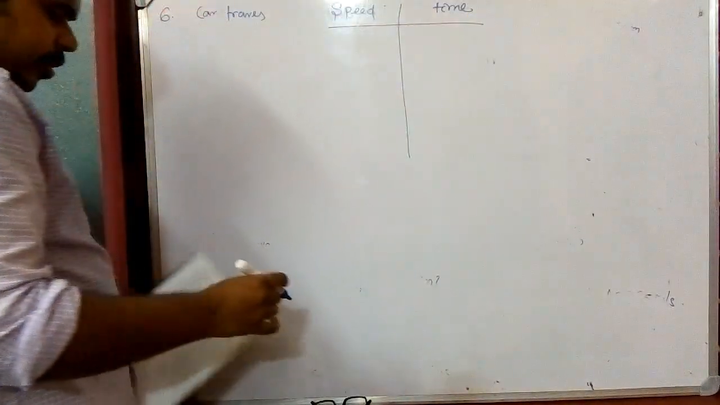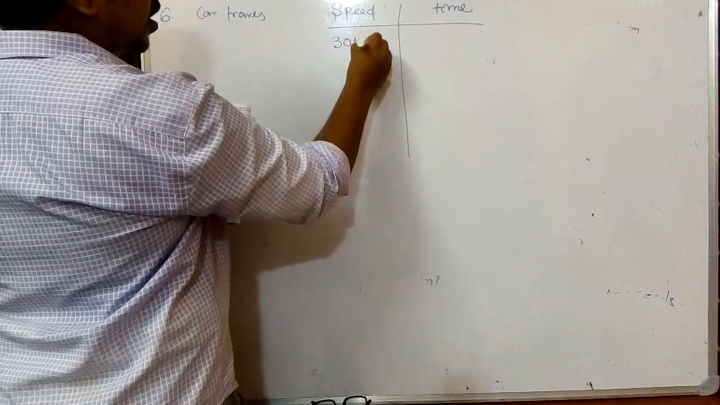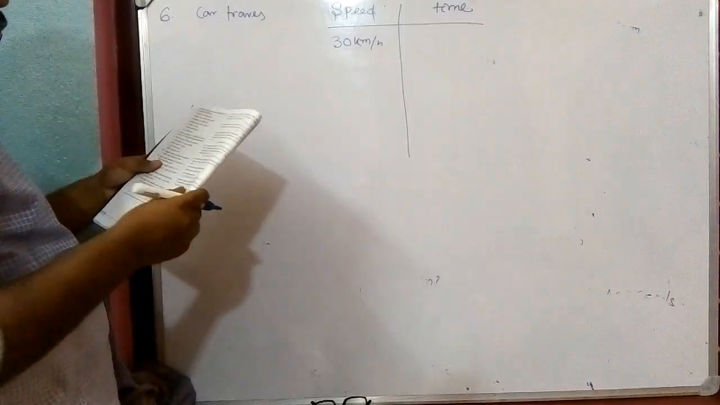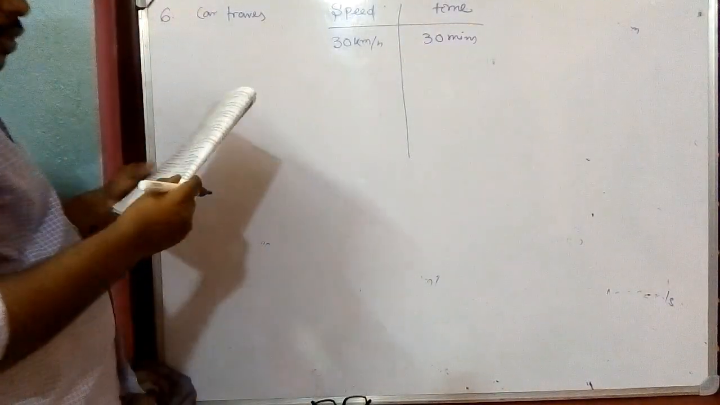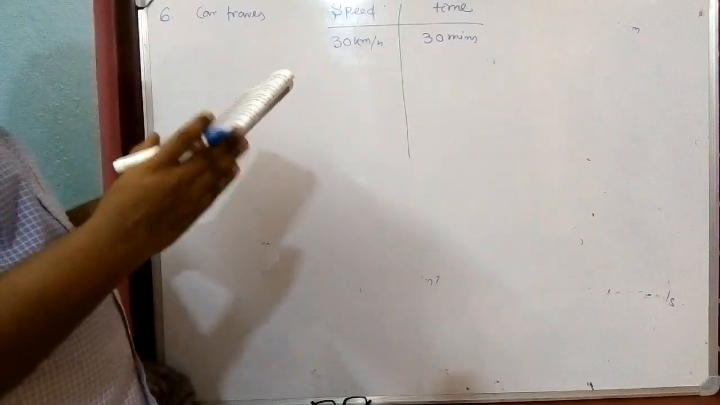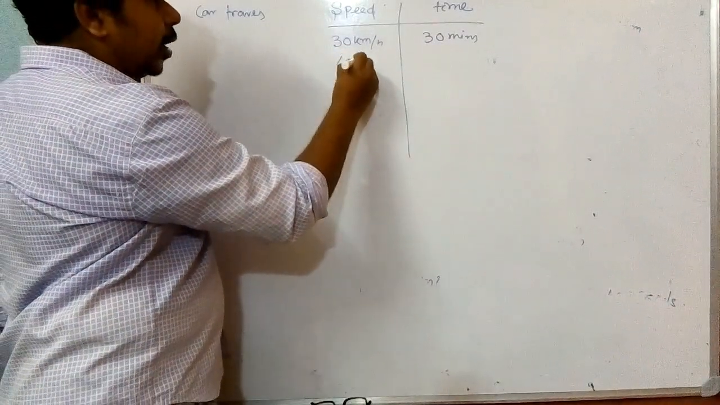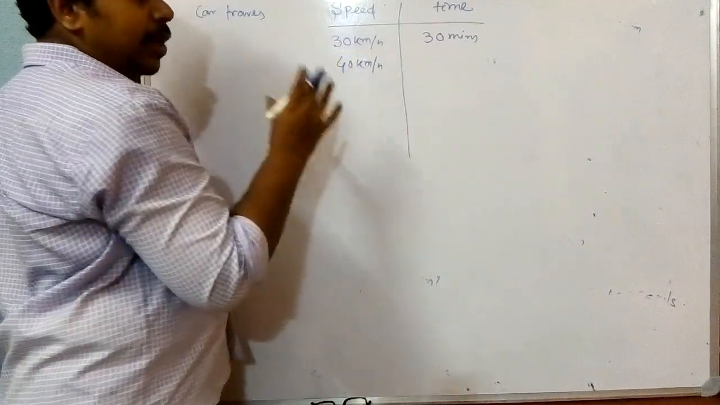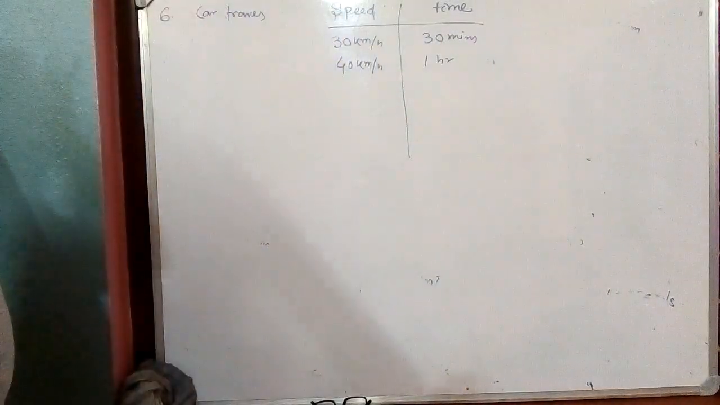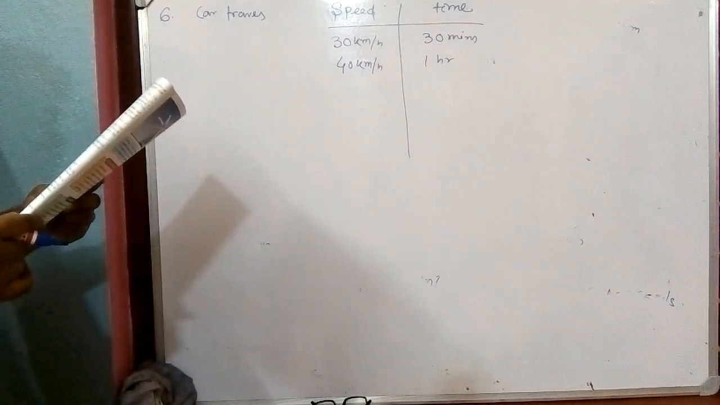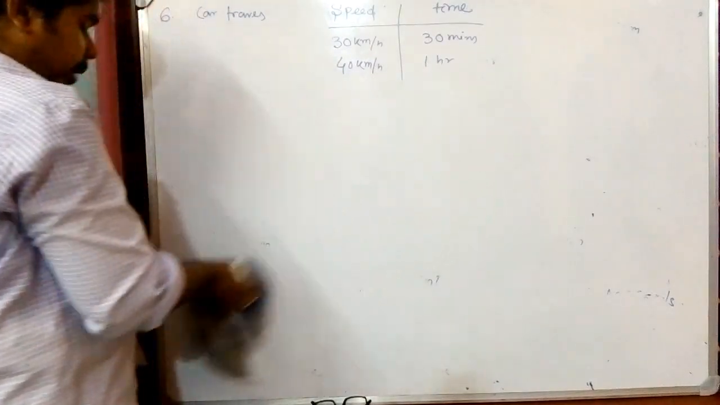Now in the first case it is told that the car is moving with a speed of 30 kilometer per hour. How much time will it move? For 30 minutes. Okay. Next it is told, then with a speed of 40 kilometer per hour for 1 hour. So by this speed of 40 kilometer per hour it will move for 1 hour. Okay, now the first question is the total distance traveled by the car.